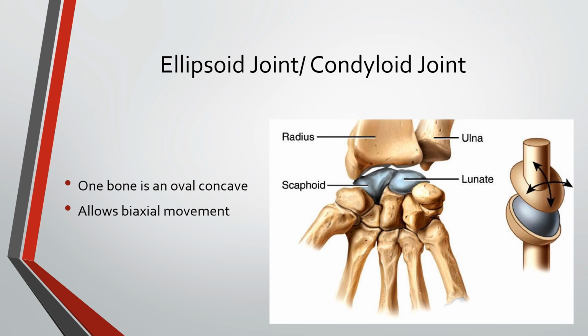This is biaxial movement, so it allows movement in two planes. Bi means two, bicycle, two wheels. Therefore we can move in both the frontal plane and the sagittal plane. These types of joints allow us flexion and extension, and also abduction and adduction. Okay, flexion, extension, abduction, adduction.